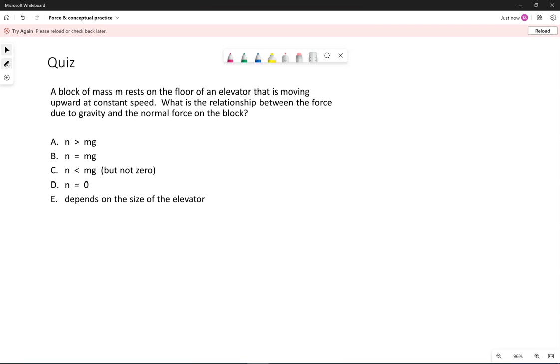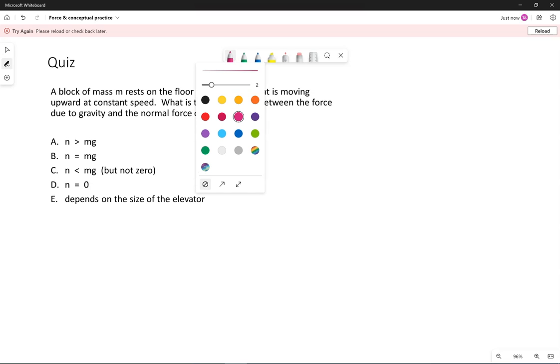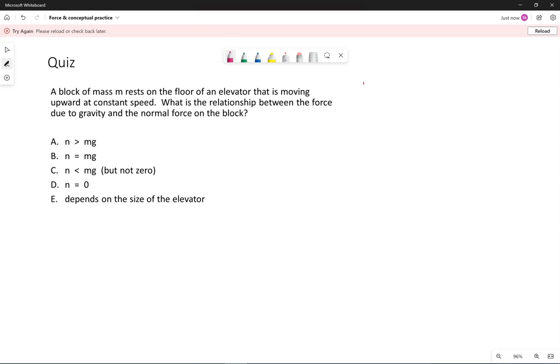Another example. Please pause, read the question, and determine what you think the answer is. So we have a block of mass M on the floor of an elevator that is moving upward at a constant speed. So we want to relate the force due to gravity and the normal force on the block.